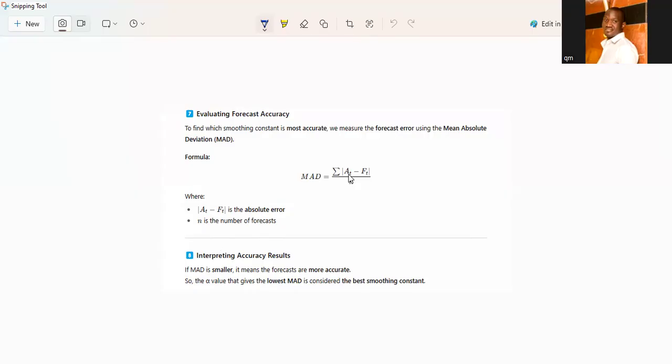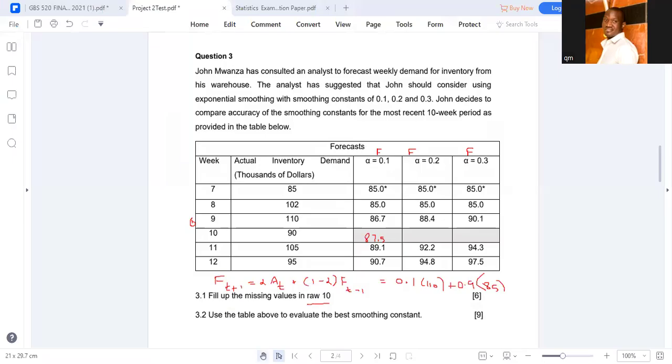So it is given by the summation of actual minus forecasted over n, where n is the number of observations. So when we go to our question here, since we found the answers that we had, here we found 7.5. There we found 90 and 92.5.